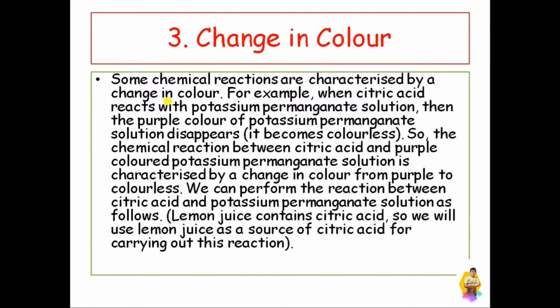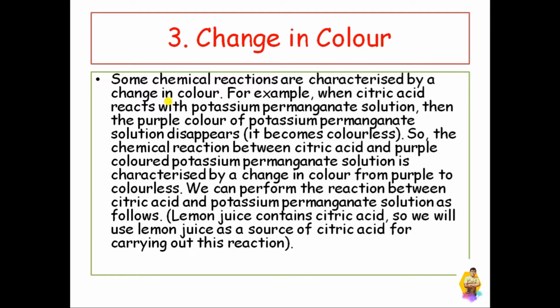Some chemical reactions are characterized by the change in color. For example, when citric acid reacts with potassium permanganate solution, what happens? The purple color of potassium permanganate solution disappears. So it becomes colorless. We all know from the concept of class 9 that potassium permanganate is purple in color.